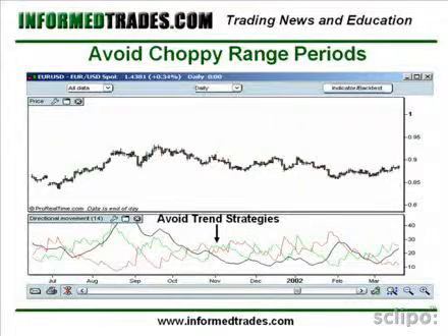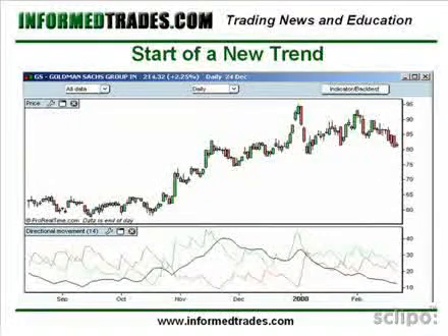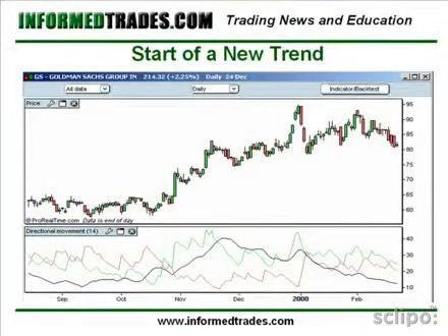Another way traders use this indicator is to identify the potential start of a new trend in the market. Very simply here, they'll look for a move of the ADX line from below the 20 line to above the 20 line as a signal that the market may be beginning a new trend. The longer the market has been in a range before that move above the 20 line, the greater significance traders will place upon that as a signal.